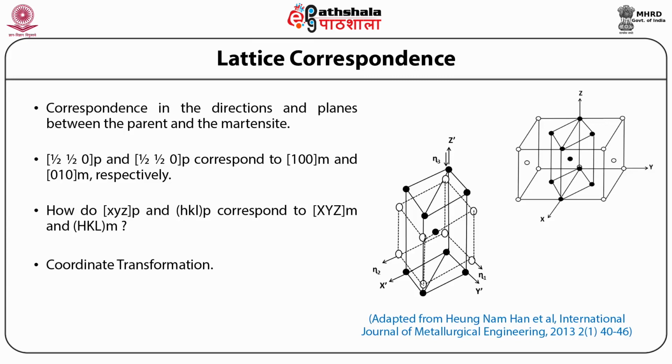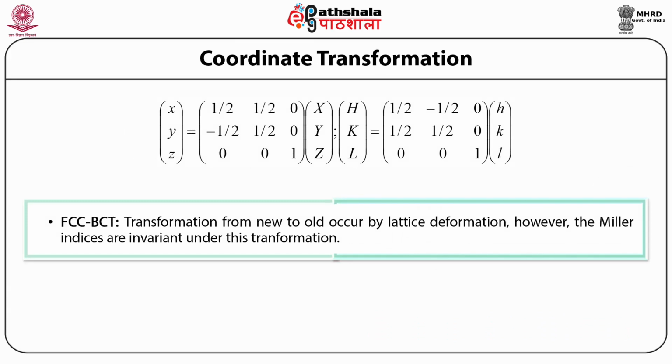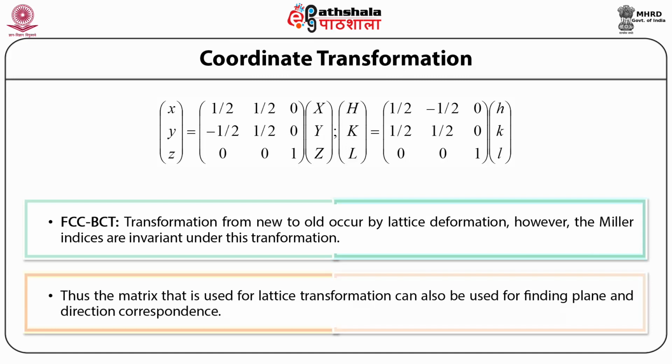Coordinate transformation. So students, as you can see from these matrices, how X, Y, Z are transformed into capital H, K, L. The transformation from FCC to BCT, that is, the transformation from new to old, occurs by lattice deformation. However, the Miller indices are invariant under this transformation. Thus, the matrix that is used for lattice transformation can also be used for finding the plane and direction correspondence.